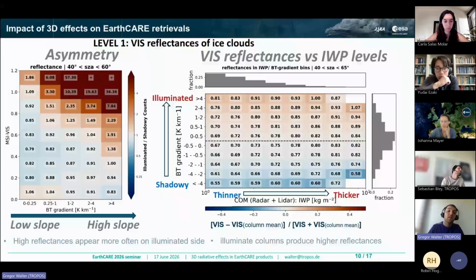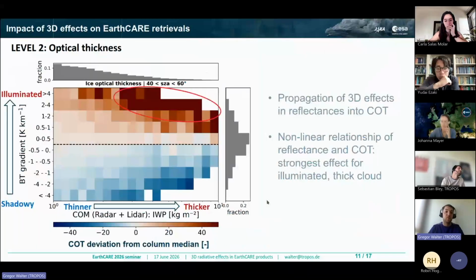Now, what is the impact on the microphysical properties? First looking at optical thickness, we can see that the signal gets replicated quite nicely. So we have the same concept from left to right, from thinner to thicker, using the composite product as a reference, and again illuminated to shadowy. And here we always calculate the mean for each bin, and then the deviation from the bin mean.